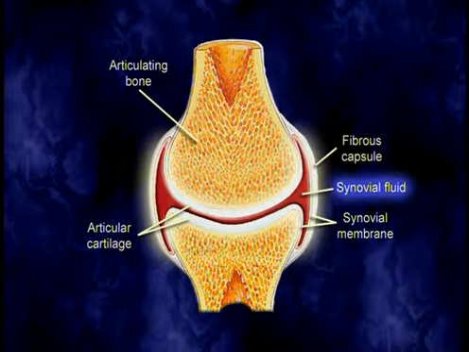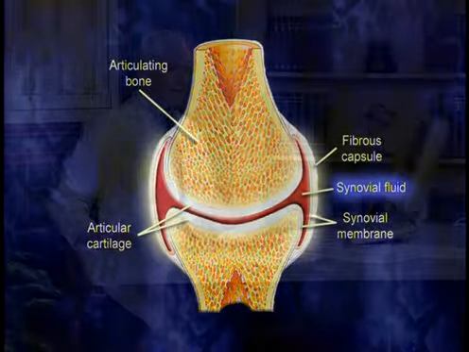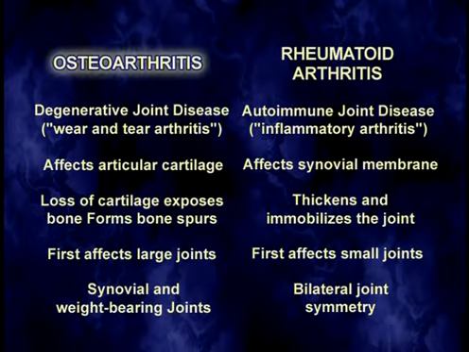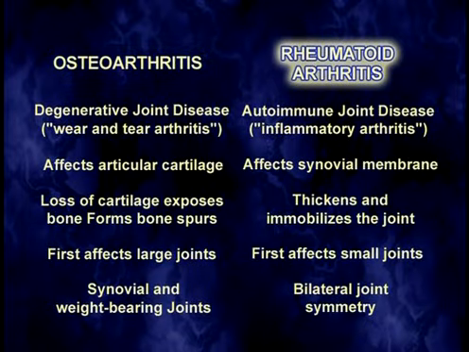Now, we have two kinds of arthritis, which is inflammation of the joint. And these arthritides, which is the plural of arthritis, are very common and a great cause of disability in the elderly and in younger patients as well. There are two kinds. One is called osteoarthritis, and the other is rheumatoid arthritis. They have major differences. It would be good to know these.